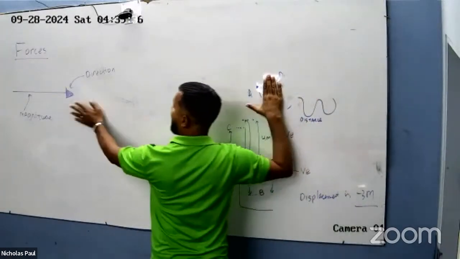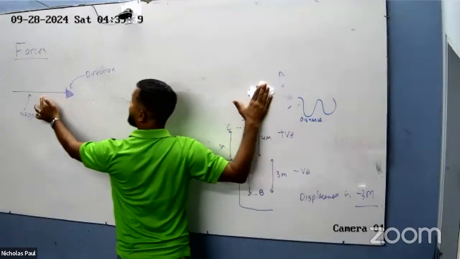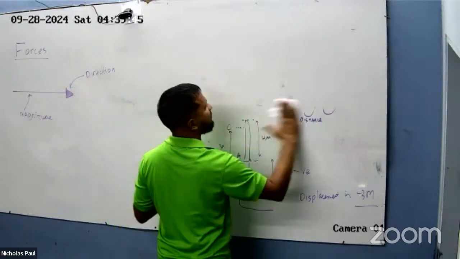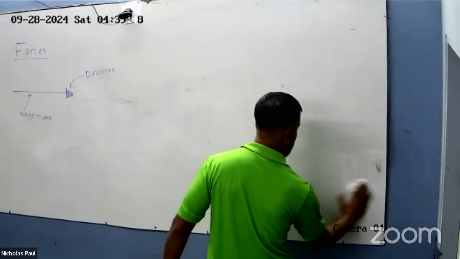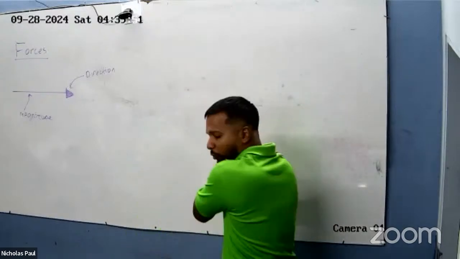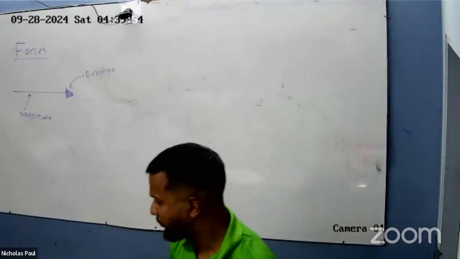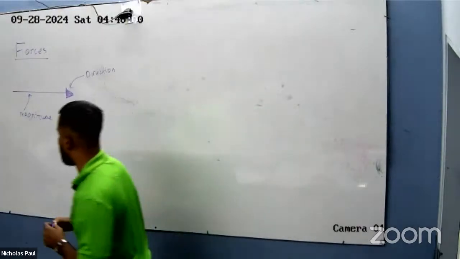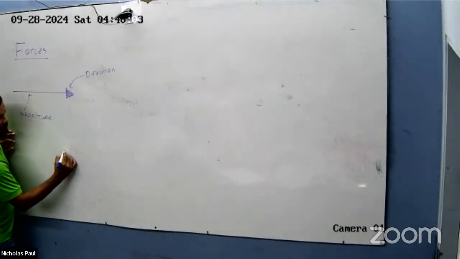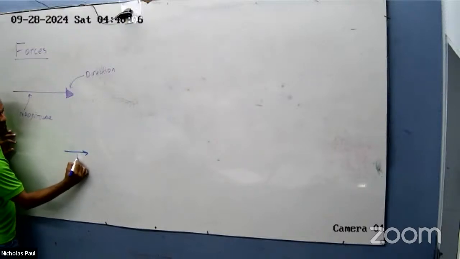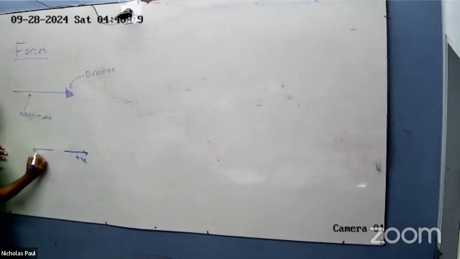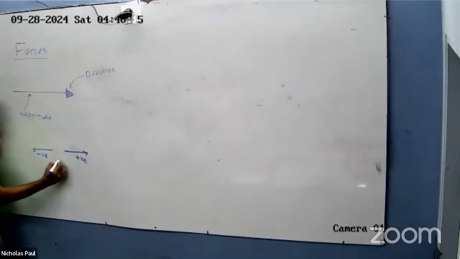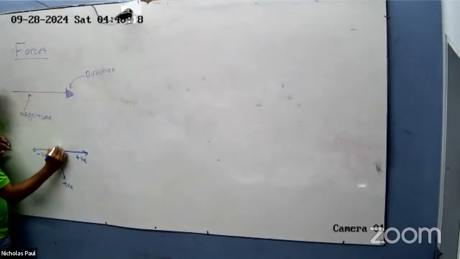Right, and of course, just like any vector, forces are represented with an arrow. The length of the arrow is the magnitude. The arrowhead gives direction. Something I want you to remember: forces in this direction might be positive, and in this direction, negative. If you switch it, nothing wrong with that. Downwards might be positive, upwards might be negative.